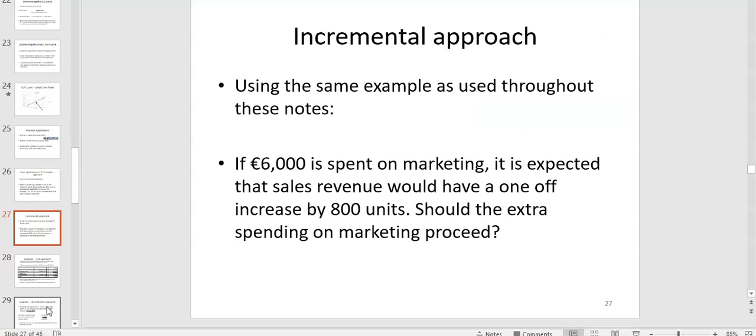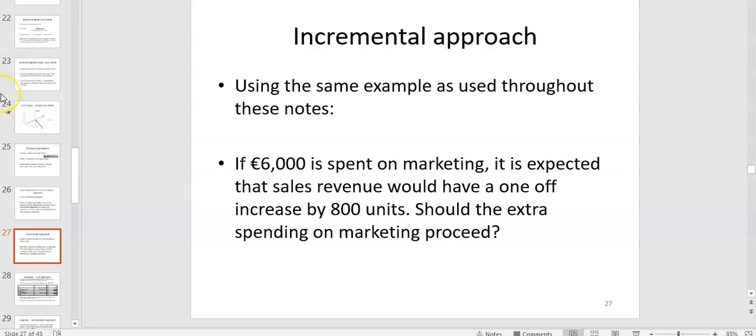So for example here, we're using the previous example at Company X, and the question is, if we spend 6,000 on marketing, so we might do an extra marketing campaign, and that resulted in a one-off increase in sales of 800 units, not an ongoing one, should the extra spending on marketing proceed? Now, this is just from a financial perspective, but it is a very practical business question that CVP can help answer. And there are two ways of going about it.